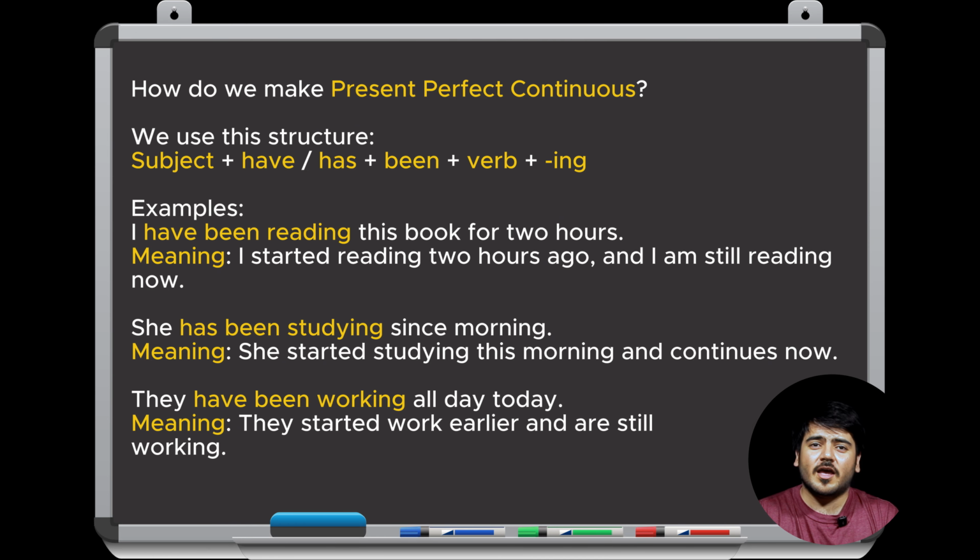For example, I've been reading this book for 2 hours, meaning I started reading 2 hours ago and I'm still reading now. She has been studying since morning, meaning she started studying this morning and continues now. Number three, they have been working all day, meaning they started work earlier and are still working.